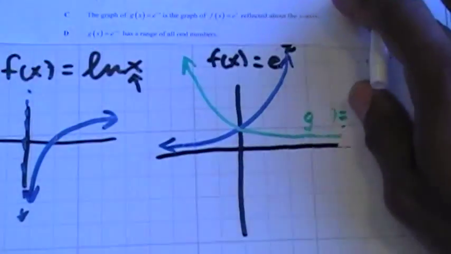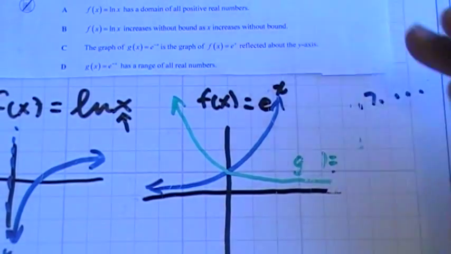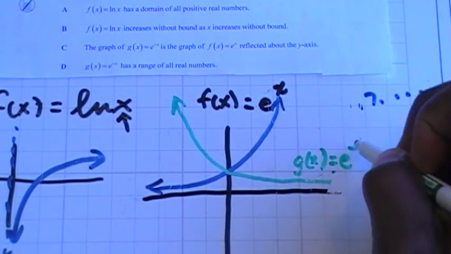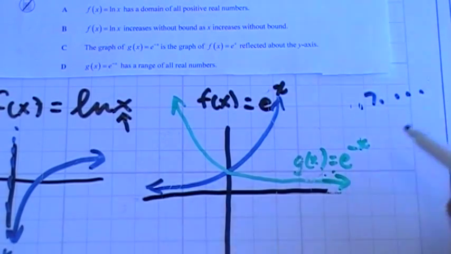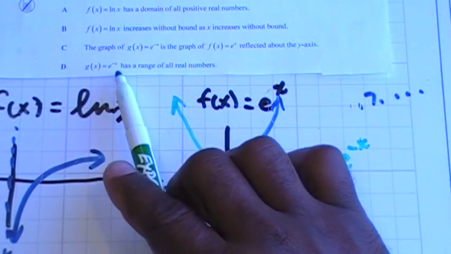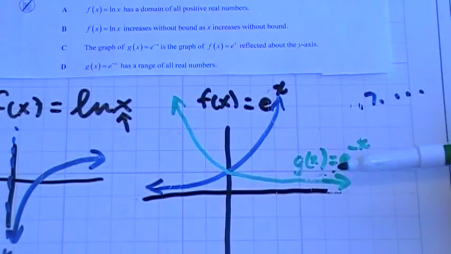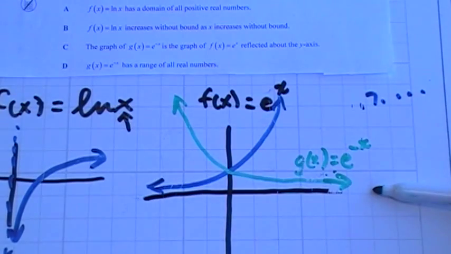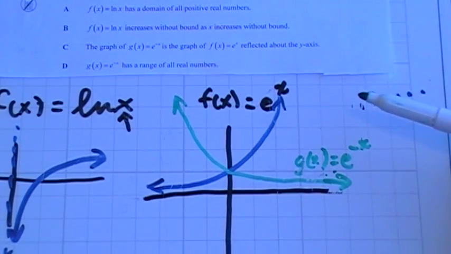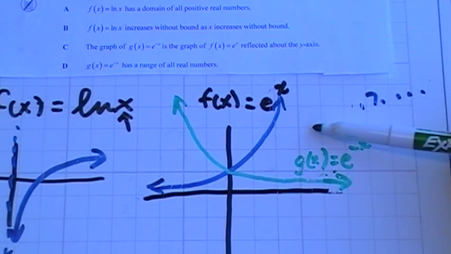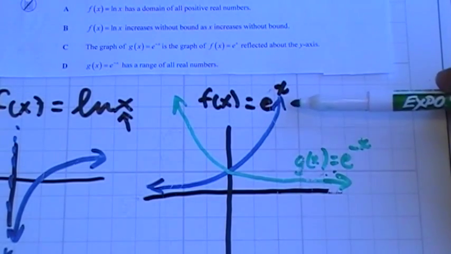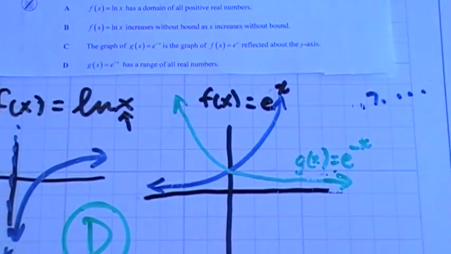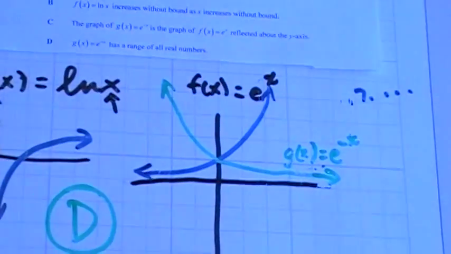Since we have the graph here already of g of x is equal to e to the negative x, we can see, well, it says this graph has a range of all real numbers, and that's obviously not true if there's an asymptote at y is equal to 0 and the graph is above the asymptote, above the x-axis. And so the answer is D. In other words, that's the one that's false.